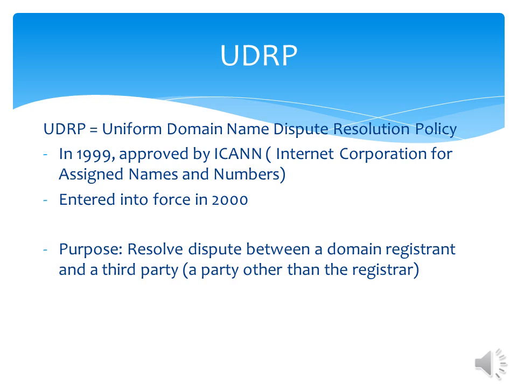UDRP stands for the Uniform Domain Name Dispute Resolution Policy. It was approved by ICANN in 1999 and entered into force in 2000 for the resolution of disputes between a domain name registrant and a third party.